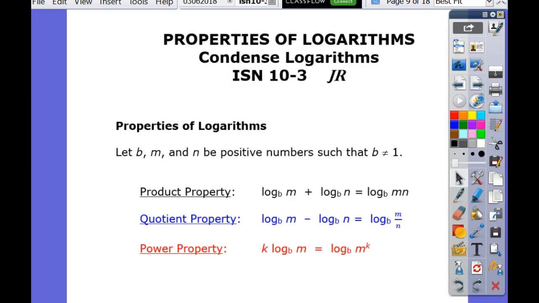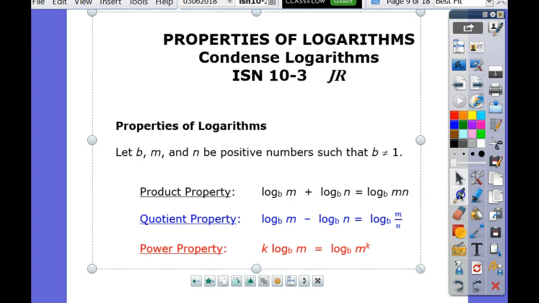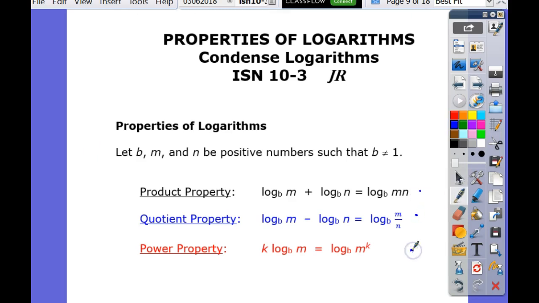Do you see that these are the same properties that we had yesterday, only they are turned around the other way? Yesterday, we expanded our logarithms. Today, we're going to condense the logarithms.